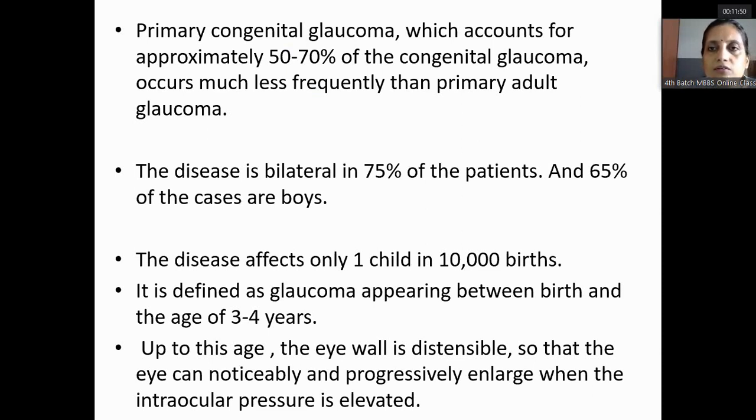Primary congenital glaucoma accounts for approximately 50 to 70% of congenital glaucoma, and occurs less frequently than primary adult glaucoma. The disease is bilateral in 75% of patients, and 65% are boys. Some of the percentages vary from book to book, so whichever book you read, that book you give as a reference.